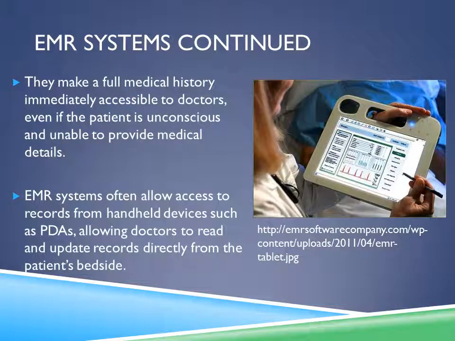EMR systems continued. EMR systems make a full medical history immediately accessible to doctors, even if, for example, the patient is unconscious and unable to provide medical details. This is a very big deal because doctors may be unable to access the patient's records if they're stored in a different hospital. EMR systems often allow access to records from handheld devices such as PDAs, allowing doctors to read and update records directly from the patient's bedside. Even more conveniently, other systems offer web-based interfaces to allow access from any other internet-connected devices. And as you can see to the right, here's a picture of an EMR tablet device, which is one of the many different systems in place.